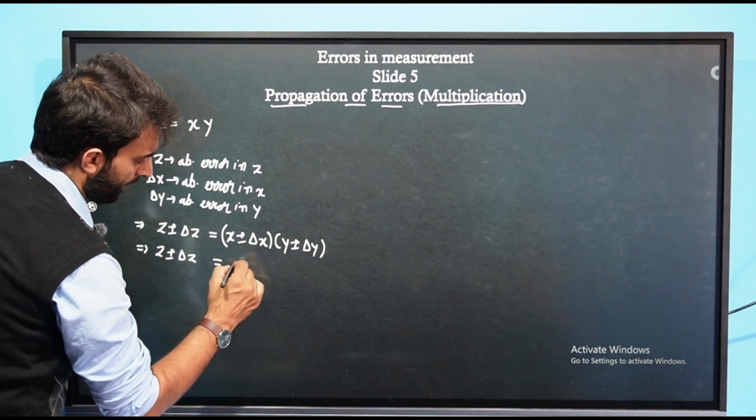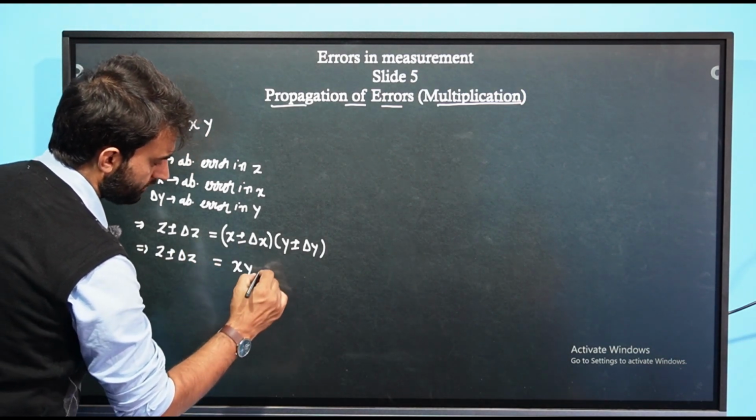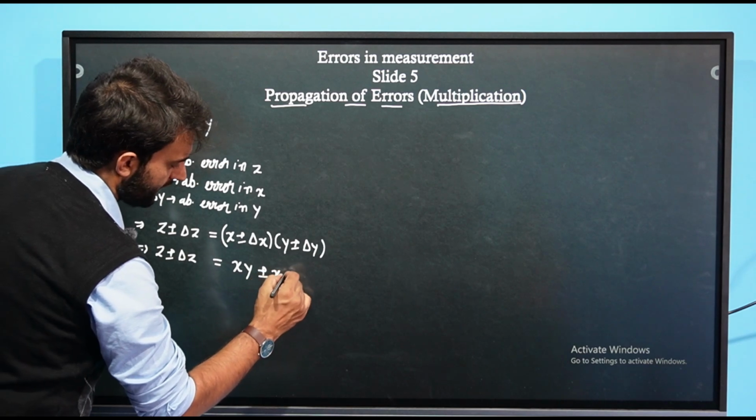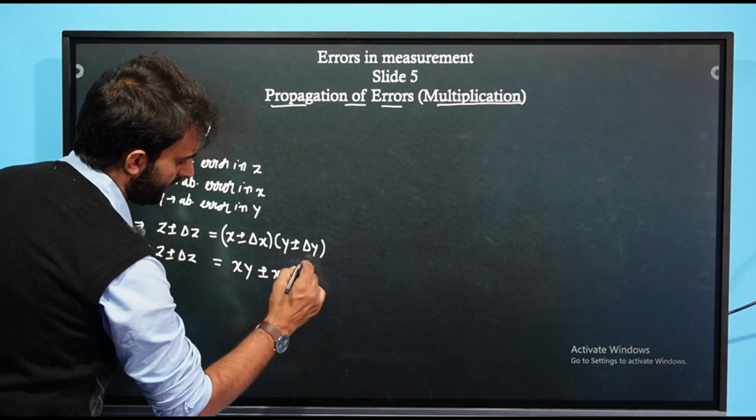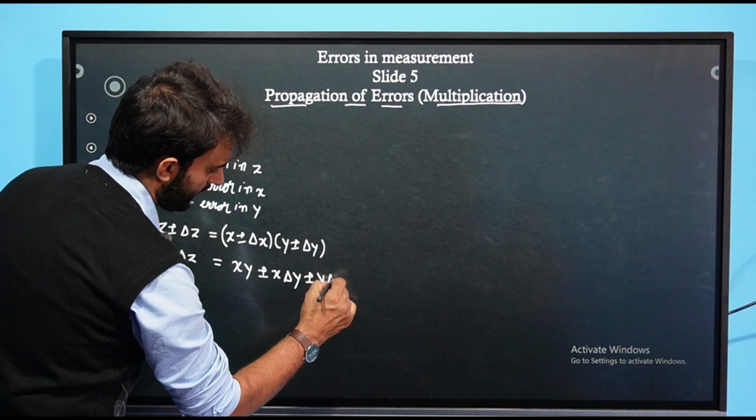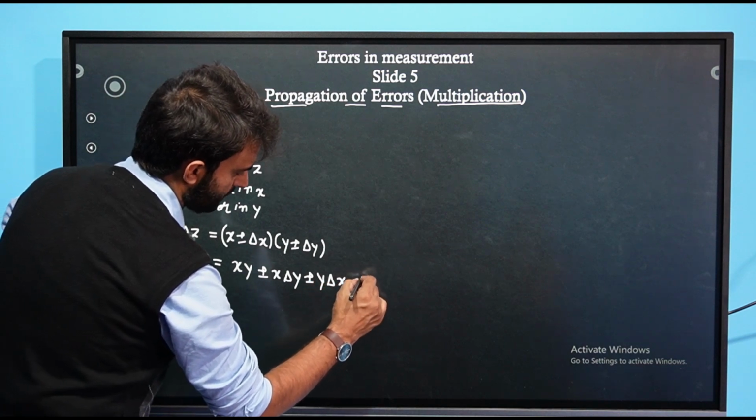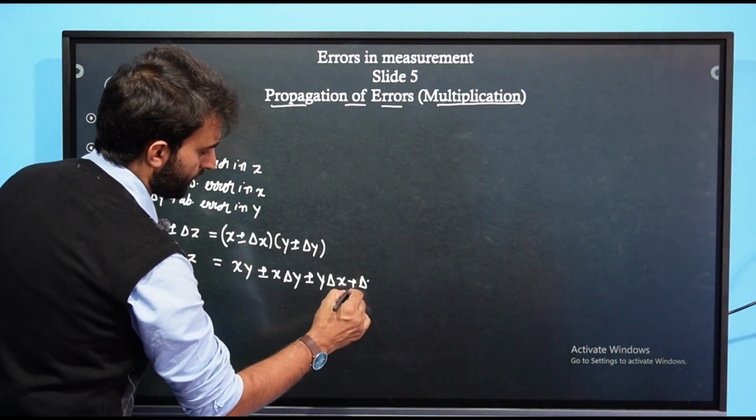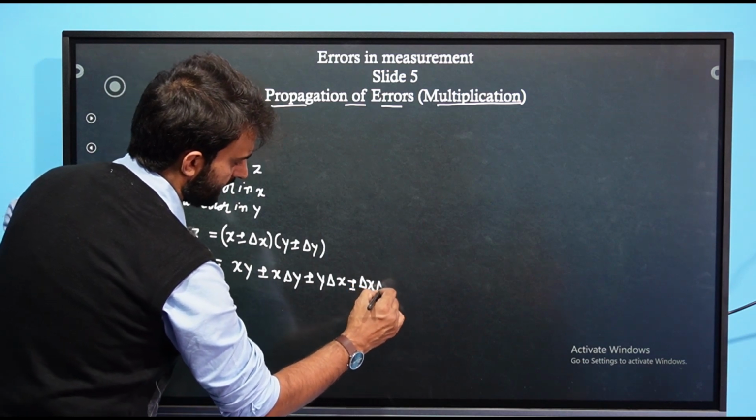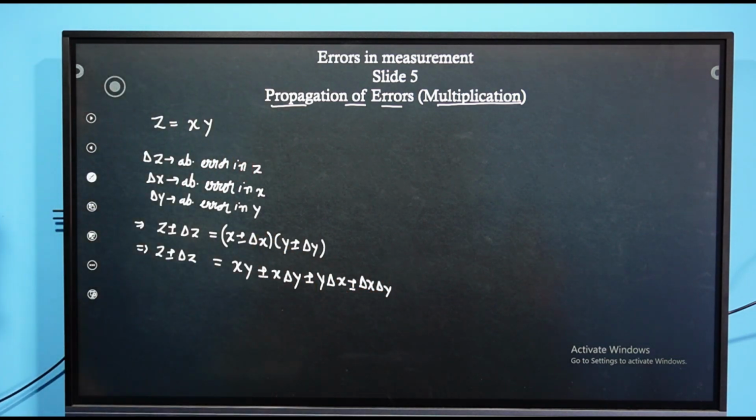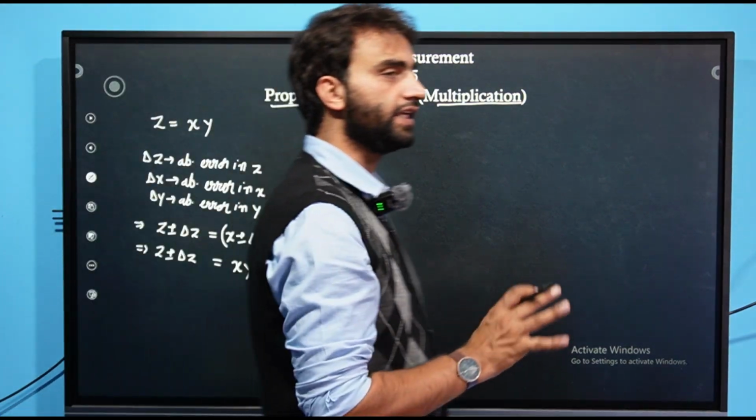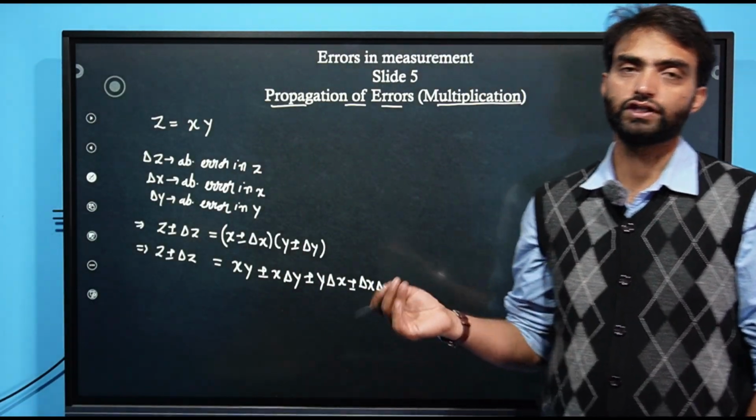So that is xy plus minus x delta y, and then plus minus y delta x, and then plus minus delta x delta y. Now, let me give you an idea what the error is and what the value of the quantity is.